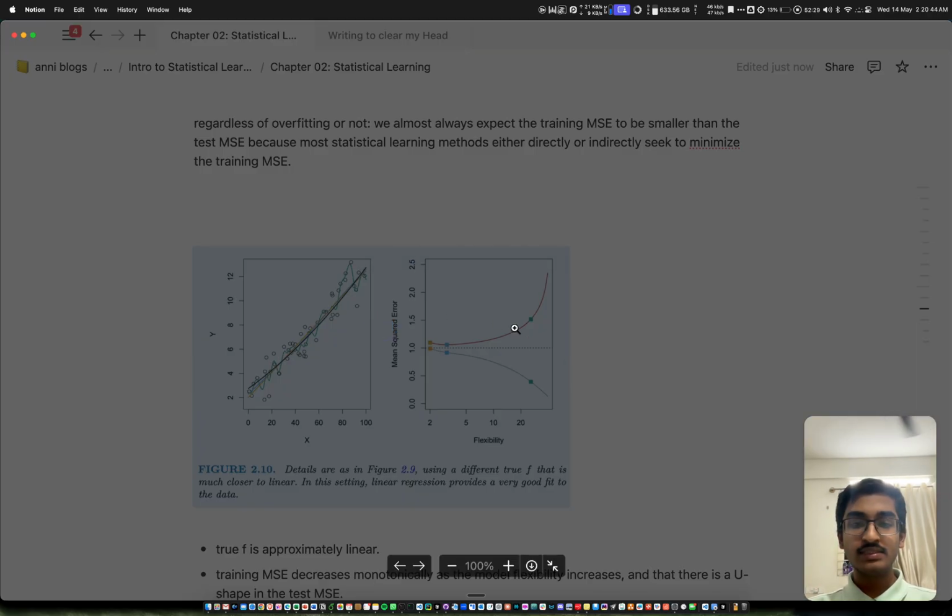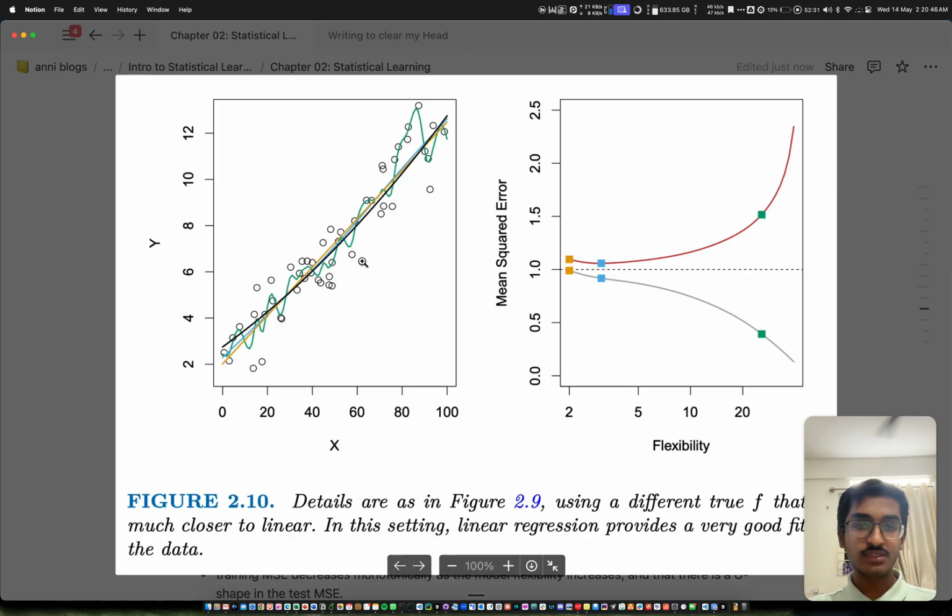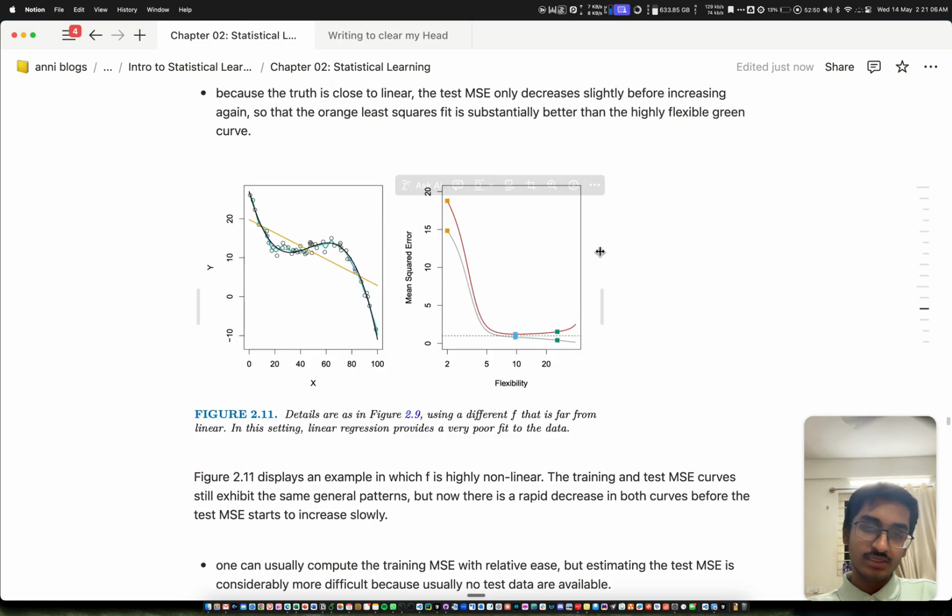So let's see this. This is like a linear function, right? So linear regression does really well. But if we fit a non-linear function like the blue one, it does a little bit better than linear regression because it can sort of wiggle around and fit the data a little bit better. But the green one, again, as you can see, is terrible. So highly flexible, same thing.